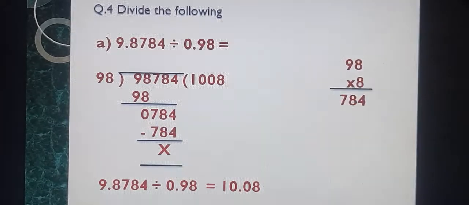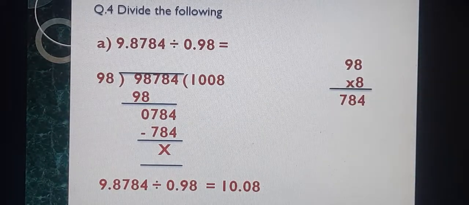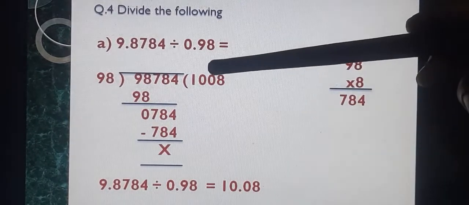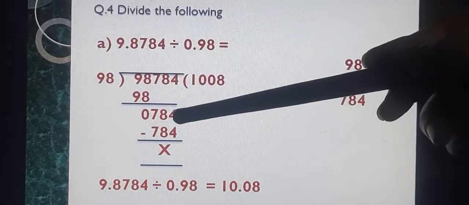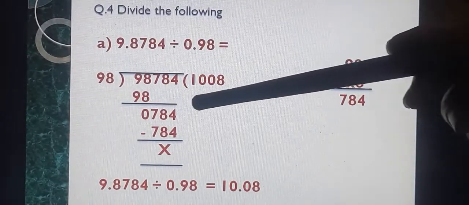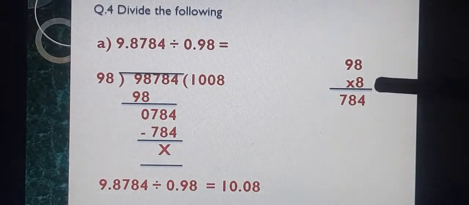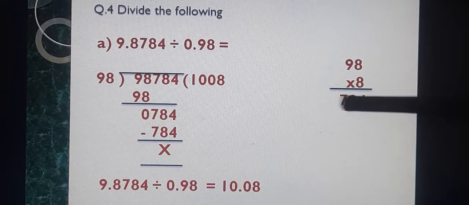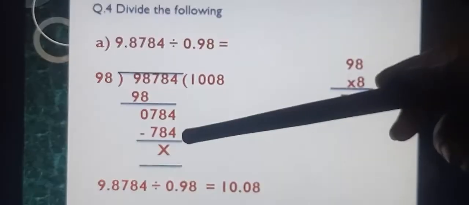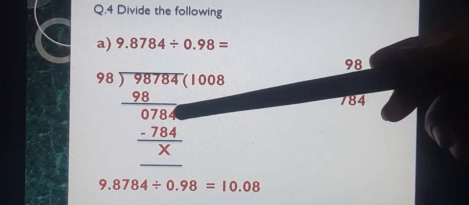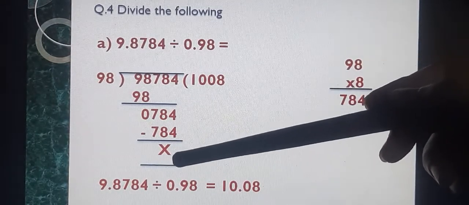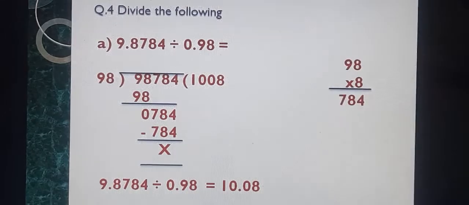It will become now 78. 78 is again less than 98. So we will put 0 in quotient and we will take next digit, that is 4. Now it is 784. 98 8s are 784. 784 minus 784, remainder is 0.